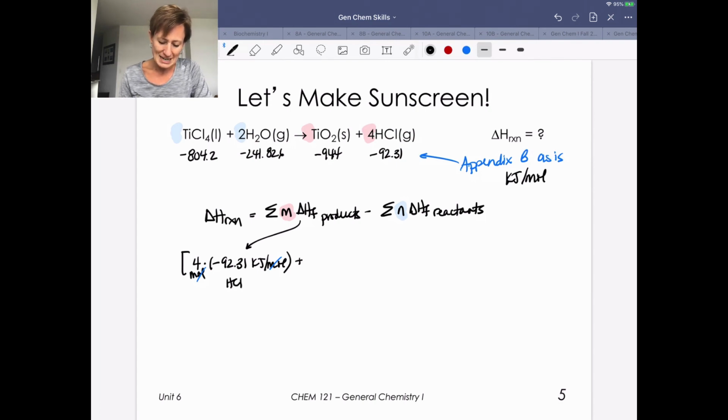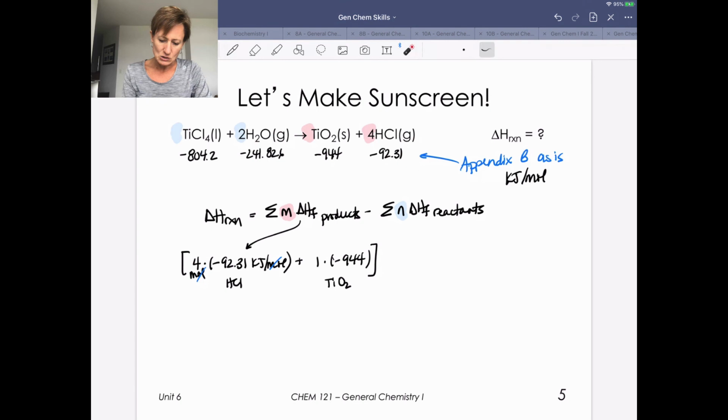And then for our titanium dioxide, we only have 1, so I'm not going to worry about that from a mathematical standpoint. And then it's minus 944. So all of these, again, are going to have units of kilojoules per mole when we multiply them by the number of moles we have from the coefficient from our balanced chemical equation. That was a mouthful, right? We're going to end up with units of kilojoules. So this was our titanium dioxide. You don't need to have that down there, but I want to make sure you know where that is.